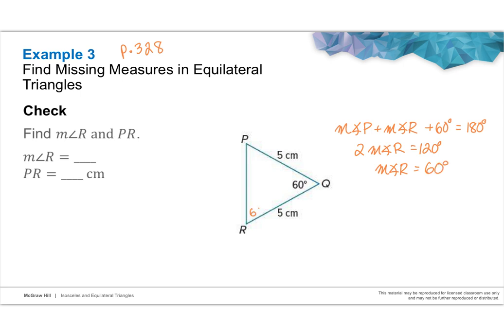So if R is 60, as we know with isosceles triangles, we've got base angles that are the same. And so all of a sudden, all of our angles are the same. Remember, that is a reason to also be equilateral. And so PR must be the same length as the other two sides. So we have 60 degrees and 5 centimeters.